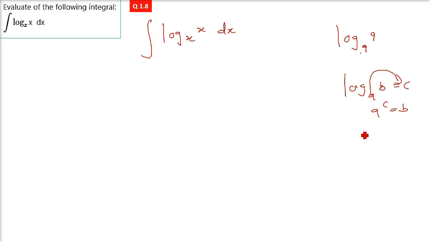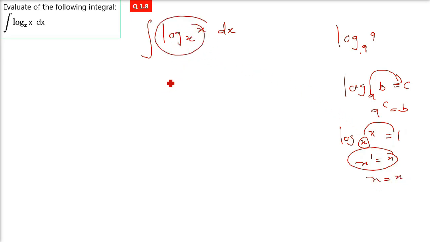Similarly, if you have log base x x, what does it mean? If I equate it to say 1, because I know the standard result, this simply means x raised power 1 is equal to x, and this is actually true because x is equal to x. So that means log base x x is 1. So you are actually integrating 1 here.